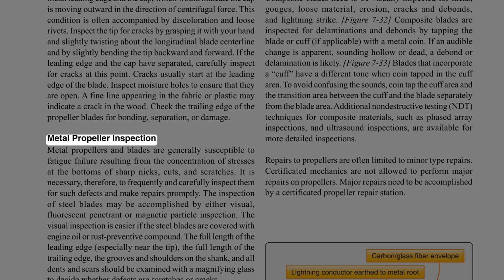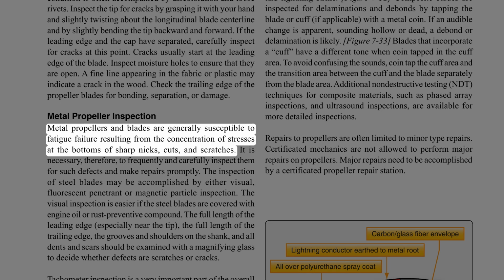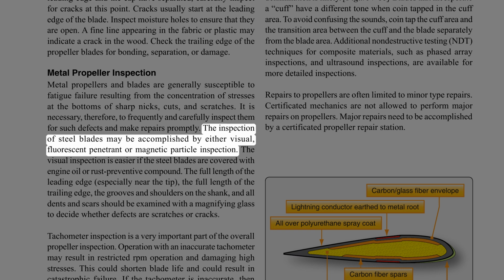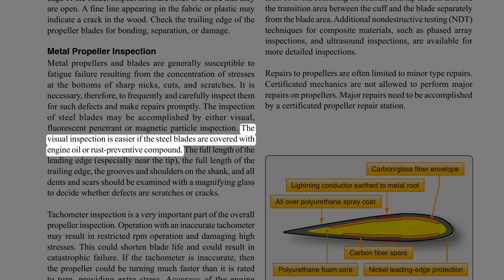Metal propeller inspection. Metal propellers and blades are generally susceptible to fatigue failure resulting from the concentration of stresses at the bottoms of sharp nicks, cuts, and scratches. It is necessary, therefore, to frequently and carefully inspect them for such defects and make repairs promptly. The inspection of steel blades may be accomplished by either visual, fluorescent penetrant, or magnetic particle inspection. The visual inspection is easier if the steel blades are covered with engine oil or rust preventive compound.